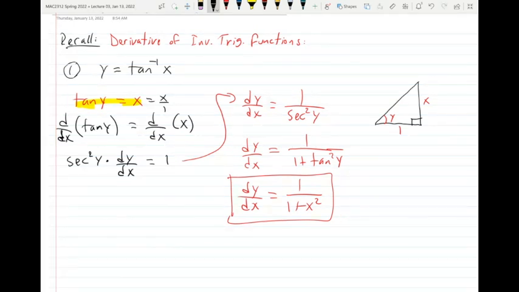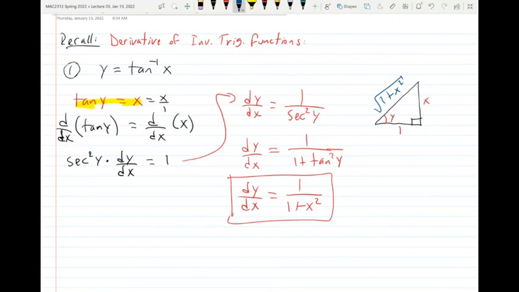Yes, and now how do we find this side? What do we do? How do we find the hypotenuse? Pythagorean theorem. What is it? x squared plus 1 squared equals the hypotenuse squared. So then we take the square root, so we get the square root of 1 plus x squared, right? So now we can use the triangle to directly replace here what secant is.